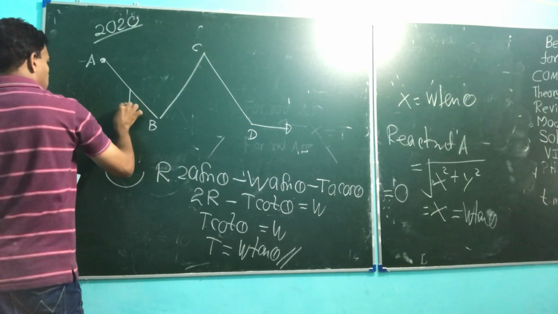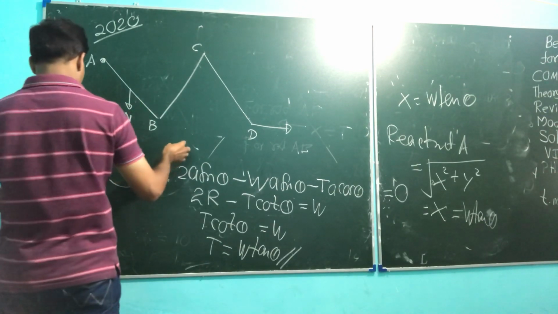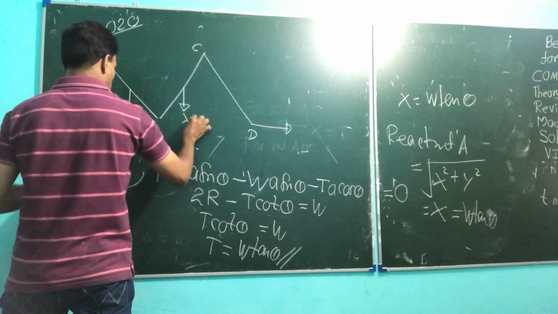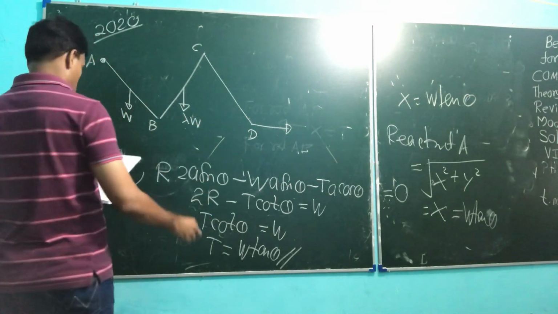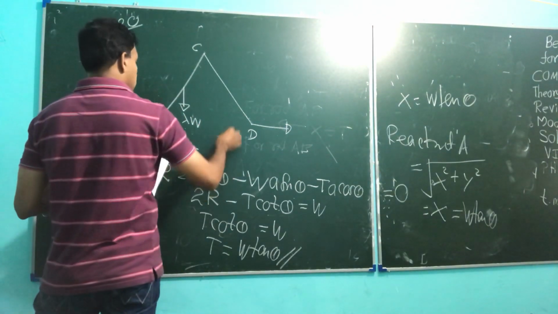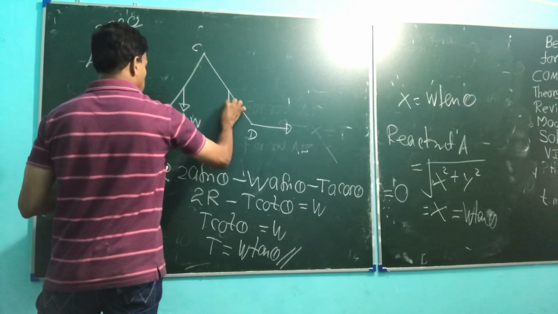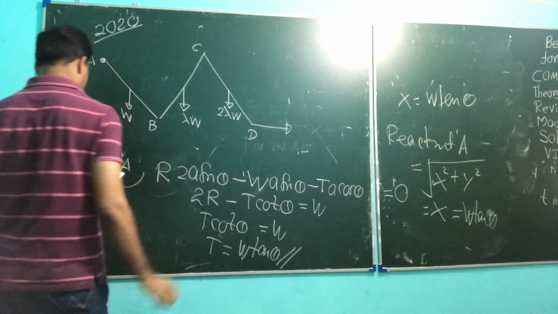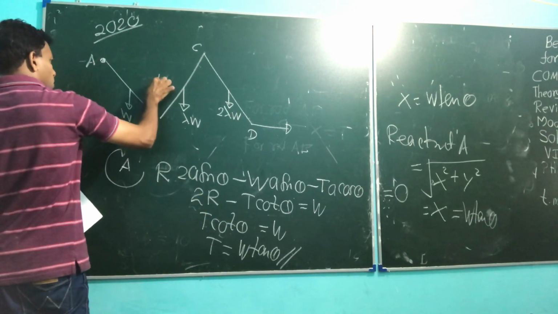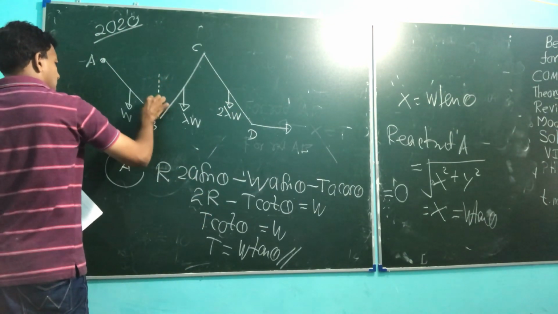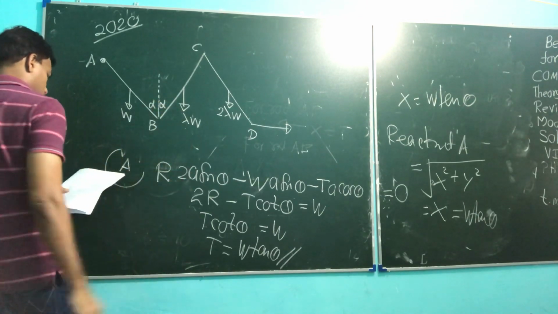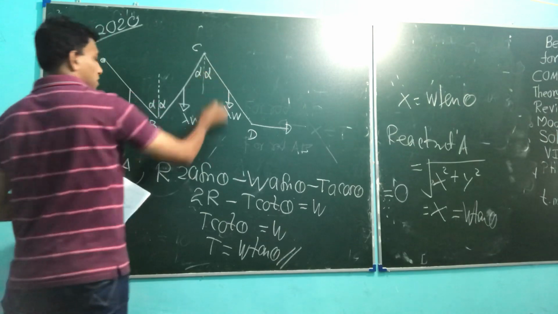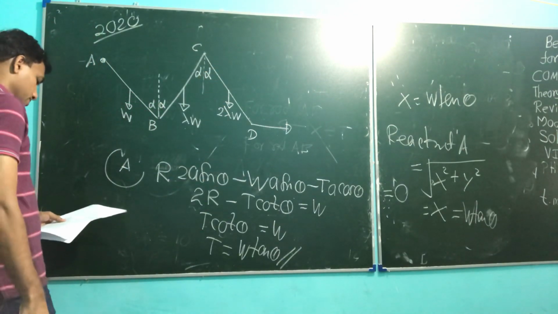AB weight is W, BC weight is lambda W, and CD is 2 lambda W. Interesting question, simple problem, right? Here alpha, angle. Draw this figure here.